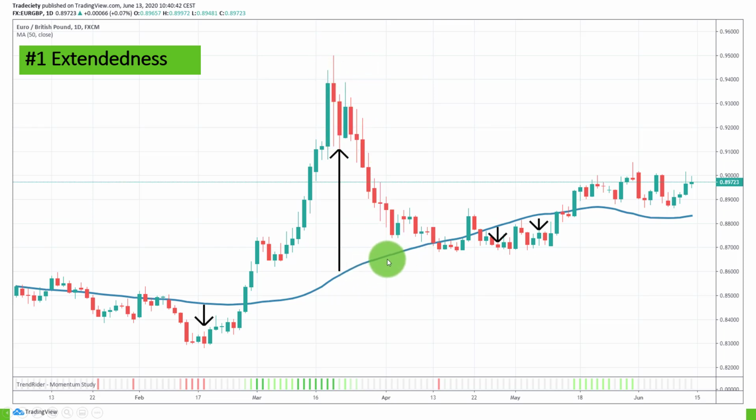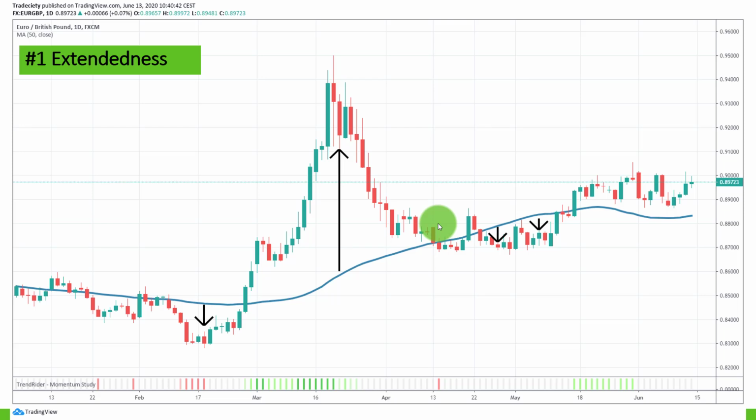And this is especially helpful in Forex trading, because Forex trading is a mean reverting market in contrast to stocks, which is generally considered a trending market. In Forex, it is much more common to see the price fluctuate around a mean. And I use the 50 period moving average in this example. You can use any moving average.